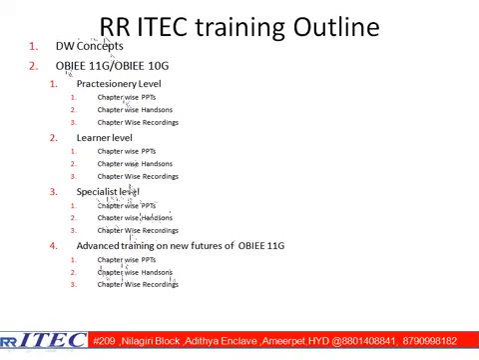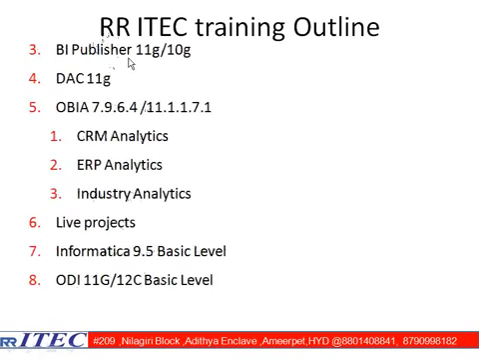Once all these 4 levels are completed, we go for BI Publisher. BI Publisher we are also covering, both 11G and 10G. Then we are going to teach DAC 11G. And for OBIEE, 2 versions are available. As I said previously, 2 flavors are available: the Informatica and OBIEE combination, and the ODA plus OBIEE combination. The 7964 version is the Informatica plus OBIEE combination.